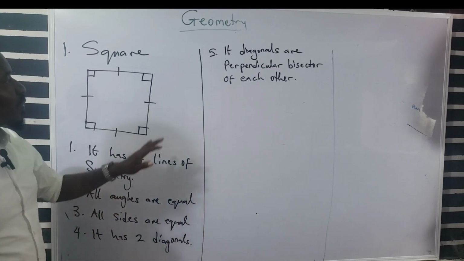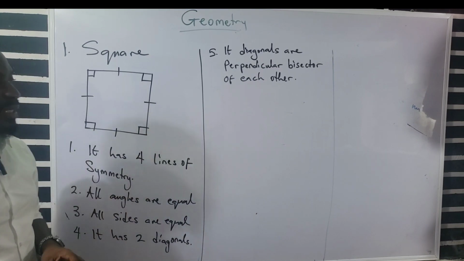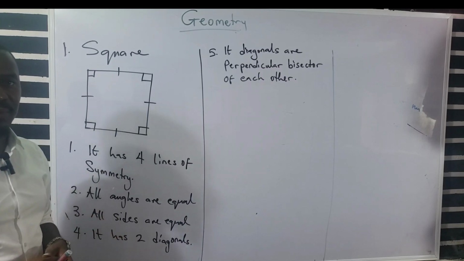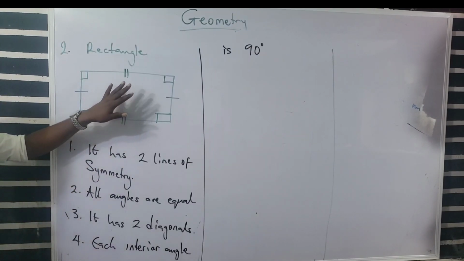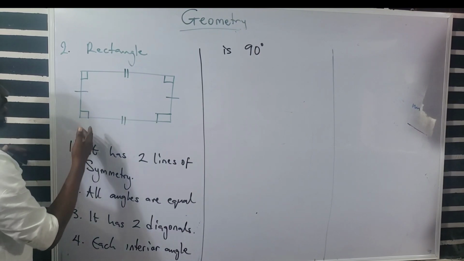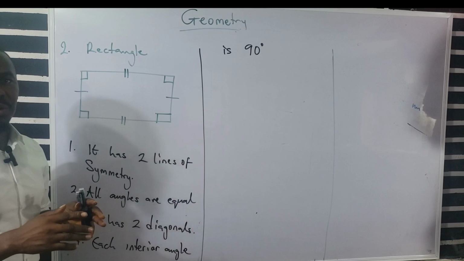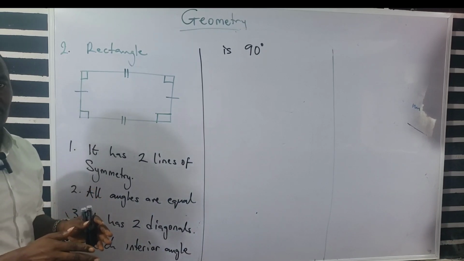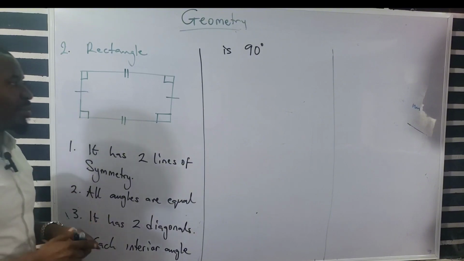Okay, so the next one we are going to look at is a rectangle. So we're going to look at rectangle next. Okay, so this is a rectangle. Okay, so a rectangle has two lines of symmetry. Now, this is where you will see that a diagonal in a square is actually a line of symmetry.